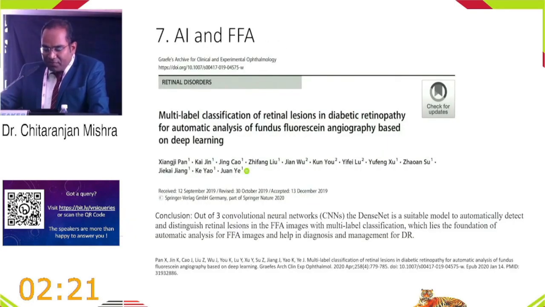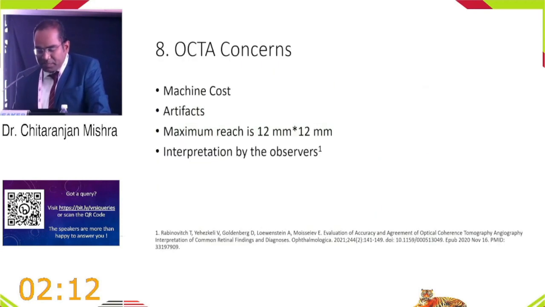Coming to AI and FFA, there are recent publications where they have proved that automatic analysis of FFA images with the help of AI will help in the future management of diabetic retinopathy. The concerns: machine cost, yes, artifacts, maximum reach is 12 by 12 only. Inter-observer variation, there have been a number of publications where the agreement is less, okay? It's not very good.